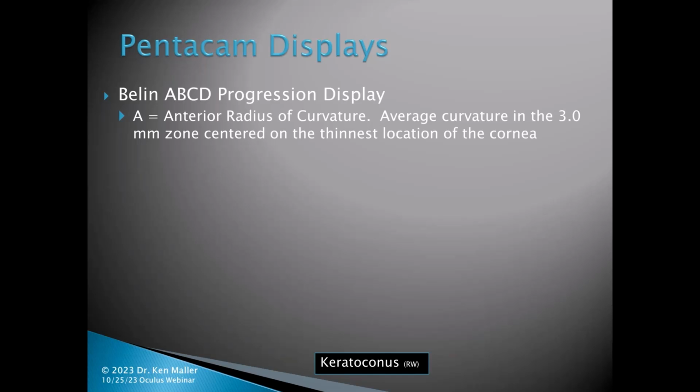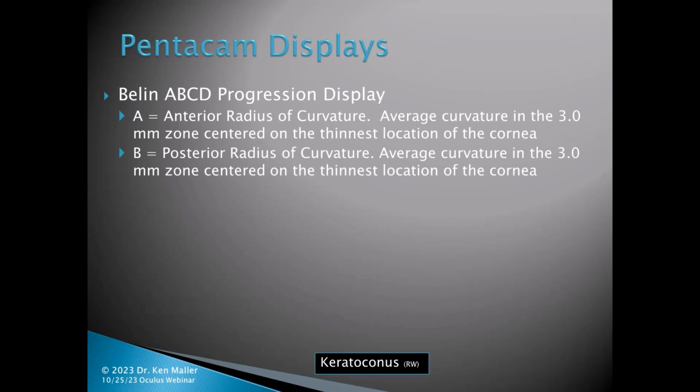And there are 4 parameters to that, the ABCD. The A refers to the anterior radius of curvature. What it does is it takes a look at the 3 millimeter zone that's around the thinnest portion of the cornea, since that's the place where the most deviation seems to be happening. The B is the posterior radius of curvature, again looking at that same location, the average curvature in that 3 millimeter zone centered on that thinnest portion of the cornea.